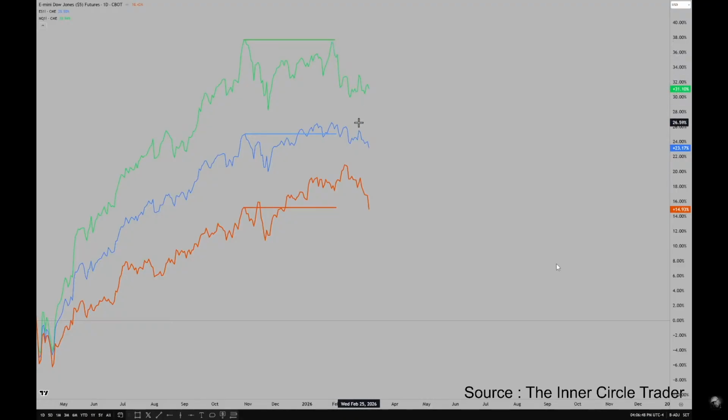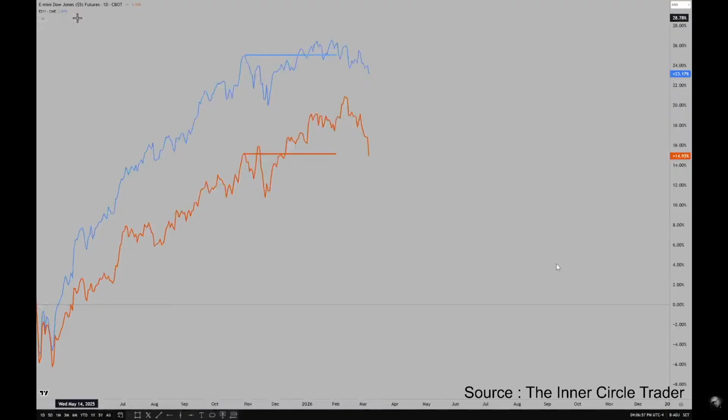Okay, so with that said, now we can roll into a little bit more of a discussion for the other indices.